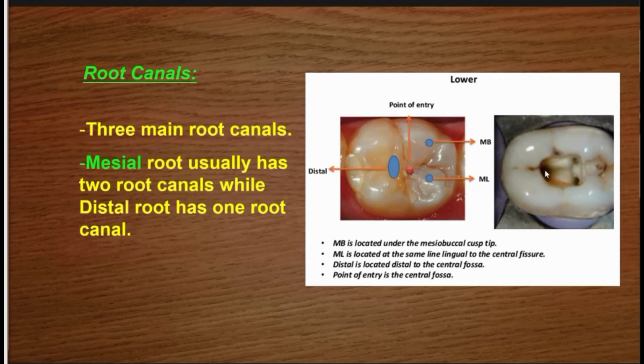After opening, you see the very big distal canal, and you will easily find the distal canal. So after opening of the chamber, you will find the distal canal. From the distal canal, follow this river bed, this groove on the floor, and then you will reach the mesiobuccal and mesiolingual root canals.